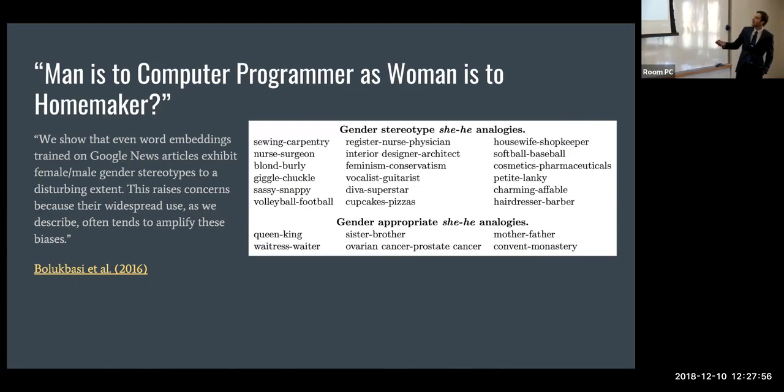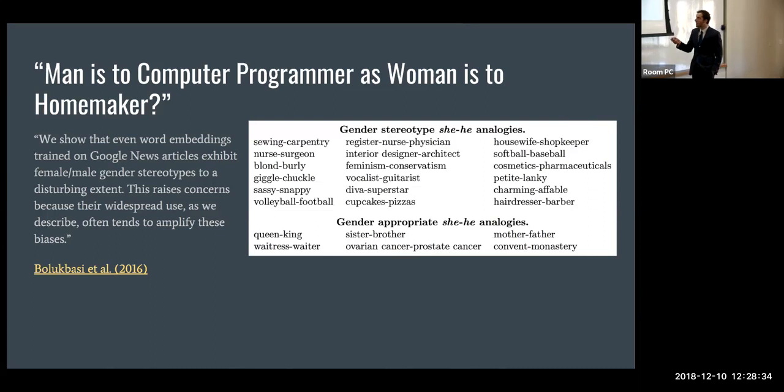And what they found is that there are lots of stereotypes. Okay, he-she analogs. If you take the vector that goes from she to he, and you attach that to sewing, it points you to carpentry. If you attach it to nurse, it points over to surgeon. Blonde, burly, so on and so forth. Hairdresser to barber, that one might make sense. Gender appropriate he-she analogs. So these are ones that would make sense. Queen is to king, waitress is to waiter, mother is to father, okay?